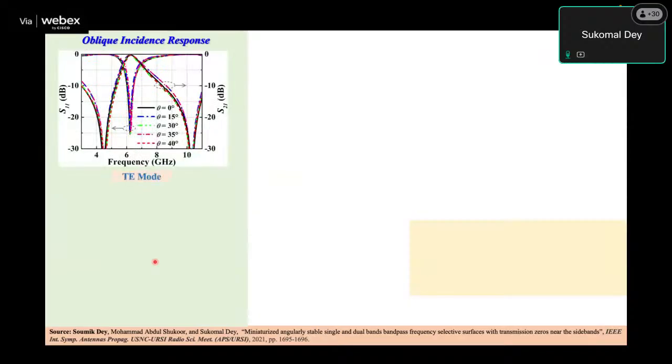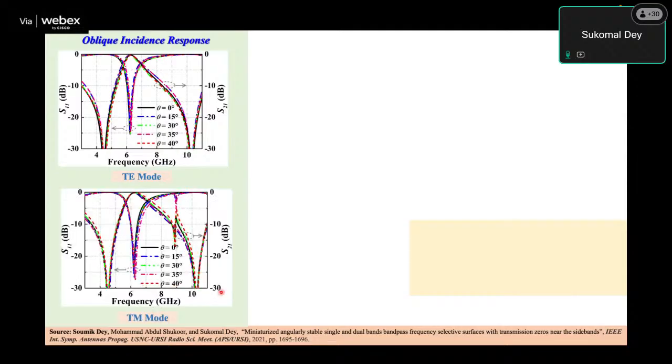Now the question is, next we are going to test the angular stability. You know how to test it, as I showed you the surface, and you know why it is important. Now this is for the TE mode. You can see this structure is almost satisfying up to 40 degrees. This is the TM mode. It is also satisfying up to 40 degrees. Beyond 40 degrees, things deteriorate.